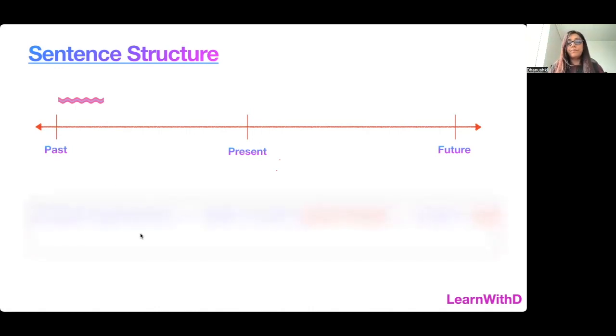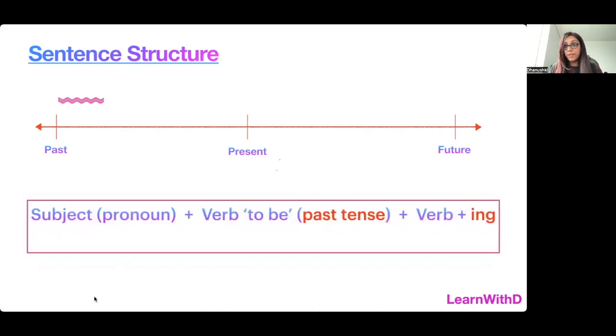All right. Now, how do we build a sentence? We have the subject or the pronoun. Then we have to use the verb to be, but remember, in the past tense. And then we have a verb with the ing, the continuous form of the verb, right? So, let's see, subjects. What are the subjects? Yes, we have I, you, he, she, it, we, they. These are the subjects.